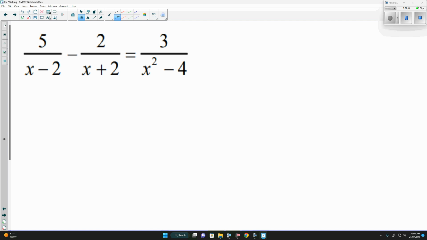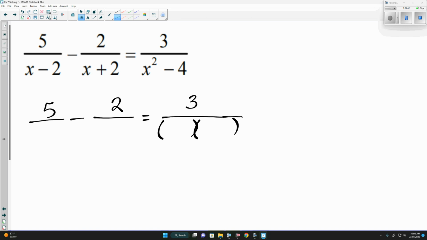So looking at this one here, again, first thing we need to do is find the restrictions. And then we can start solving. But if we look at this here, -2 and +2, yes. But x squared minus 4, does that factor completely? No. Yes. So we're going to need to factor x squared minus 4.